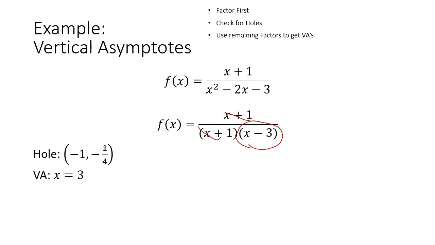So you always simplify for holes first and then list your VAs as the rest of the list of numbers from the domain.